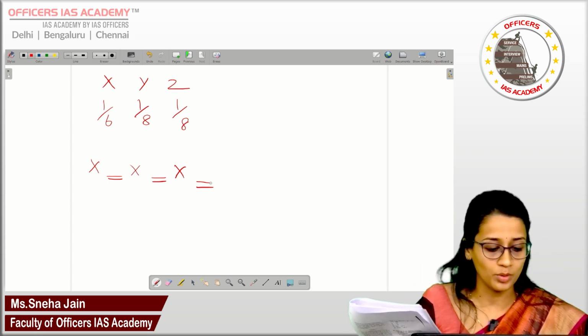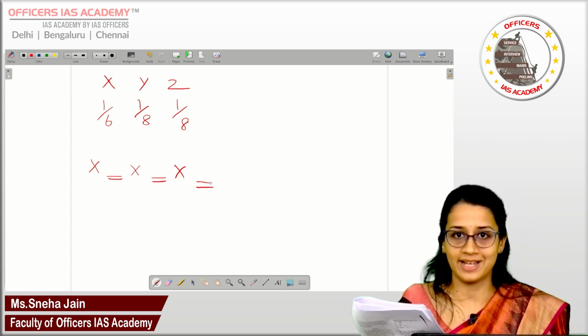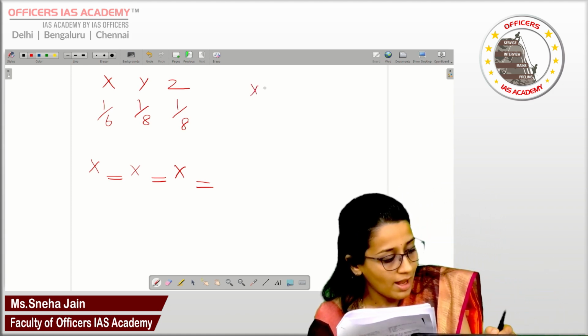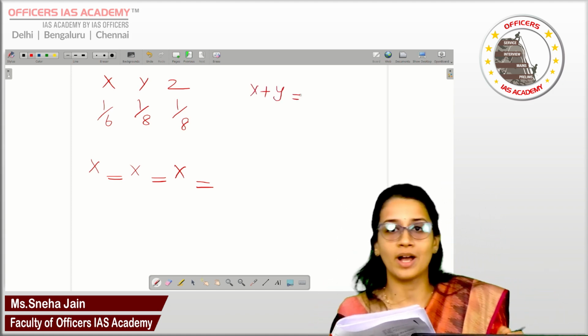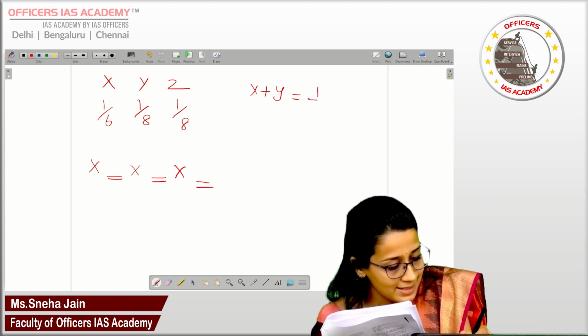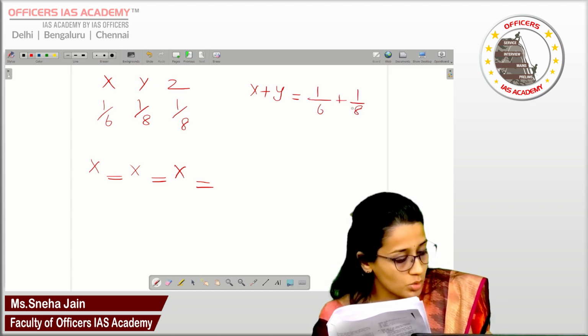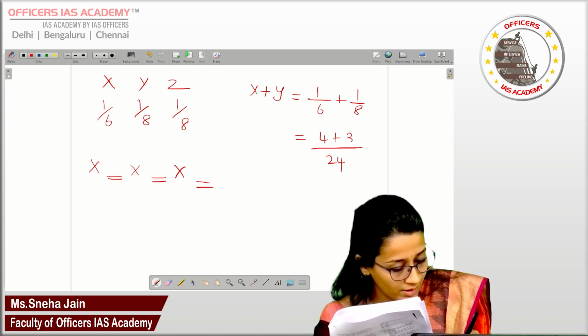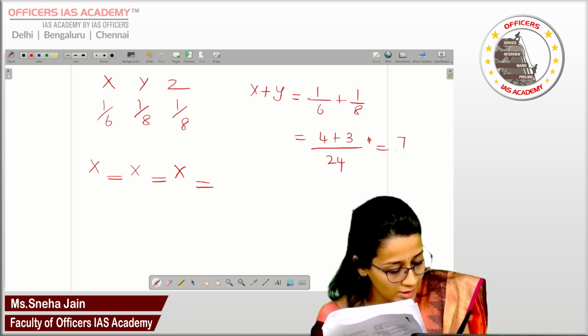So whether this is Y or Z, their efficiency is the same, 1 by 8. So I will find out the efficiency of X plus Y, which is 1 by 6 plus 1 by 8. Together, the LCM could be 24: 6 plus 4, and 4 plus 3. So this is 7 by 24.